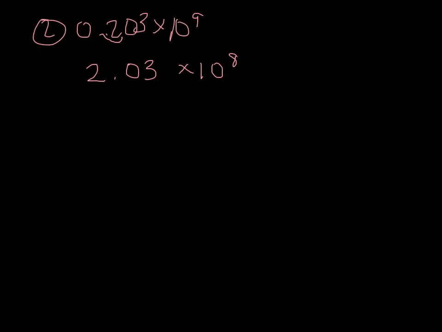Whereas if I made my original number smaller, like with the 16, we changed it from 16 to 1.6, I made my original number smaller, so we need to add exponents. And if I went from 0.203 to 2.03, I got bigger, so I need to subtract exponents. So here would be my answer.